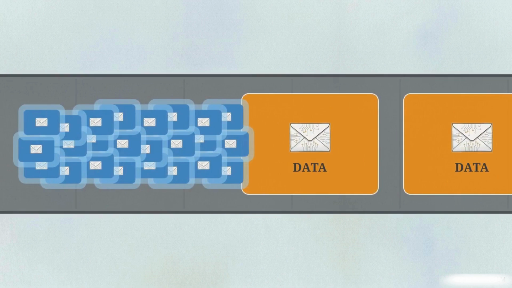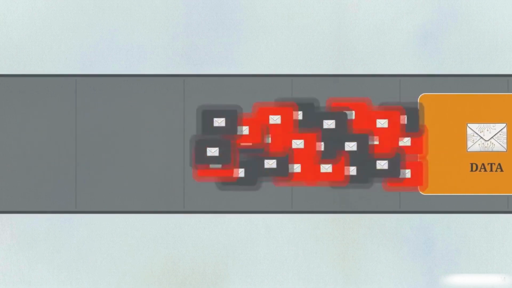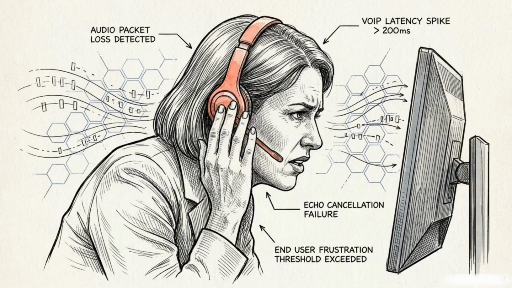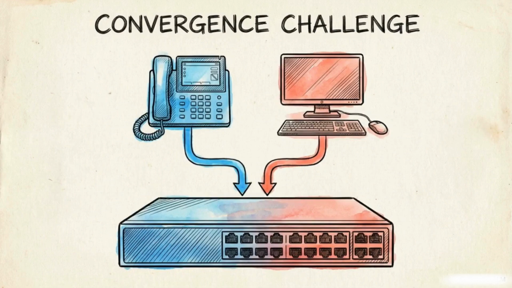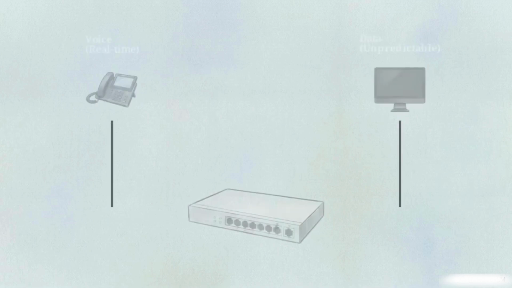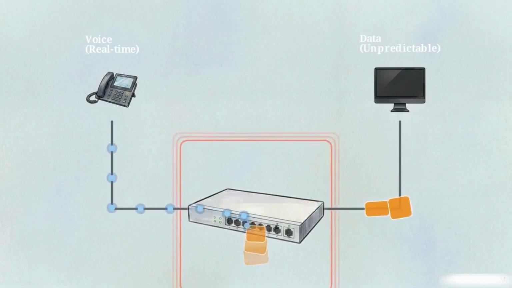On a shared network, voice packets are forced to wait in line behind massive file downloads. These delays cause jitter, where packets arrive out of order, or packet loss, creating dead air. In cases of severe routing misconfiguration, the result is one-way audio. This is the core engineering challenge of network convergence, forcing highly sensitive, real-time telephony to share the exact same physical wiring and switches as unpredictable workstation data.